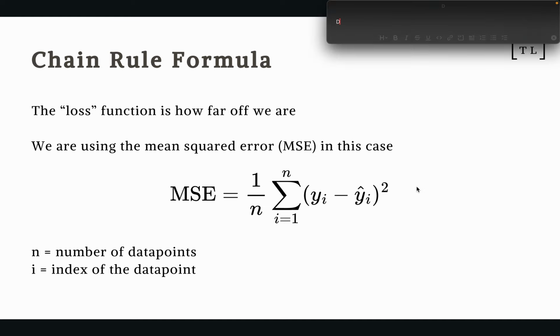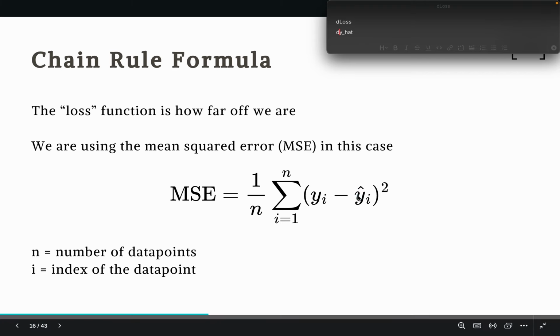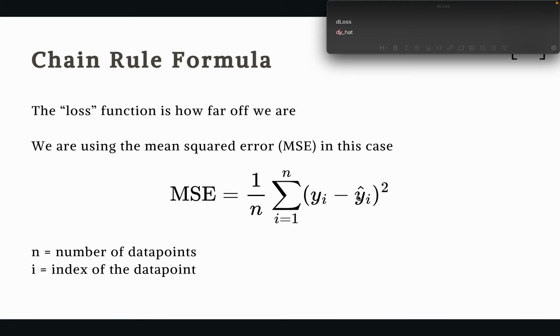So what we want is d loss over d prediction, so y hat. Anyone want to guess what the derivative of this might be? Yeah. So the summation notation is just there, but all it actually is, is just a bracket. So you can just derive it pretending it's not there.